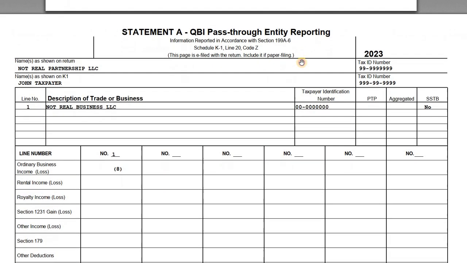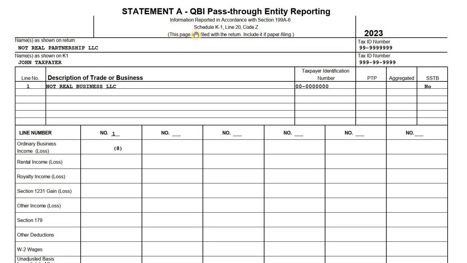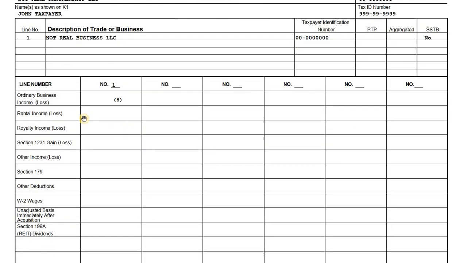Let's have a look at the QBI information. So qualified business income or loss, this is reported on the form 8995. So the QBI amounts aren't generated from the partnership directly. It's an investment. It's another entity that was invested in. So our investment is Not Real Partnership LLC. And then this entity invested in this business, Not Real Business LLC. And that's what's generating the line 1 loss of $8 for John. And so we can also report this amount on our 8995 on the 1040.